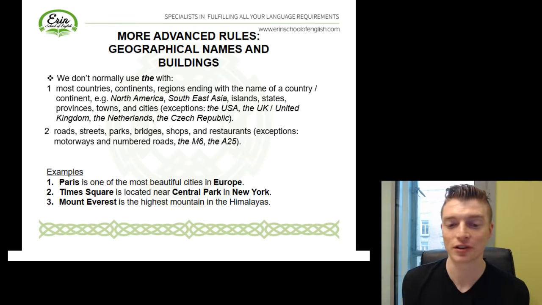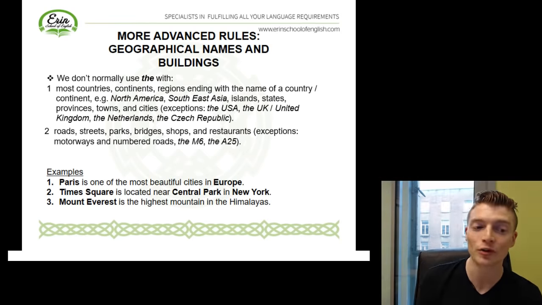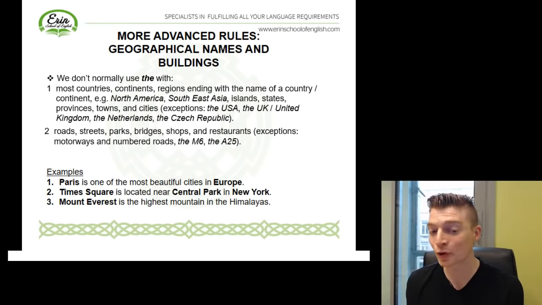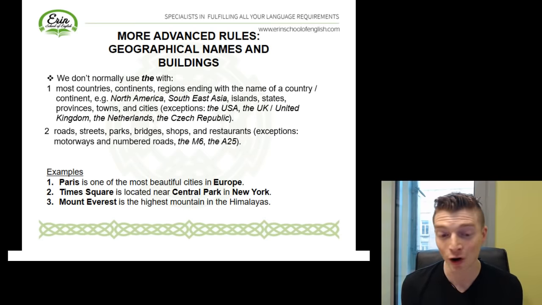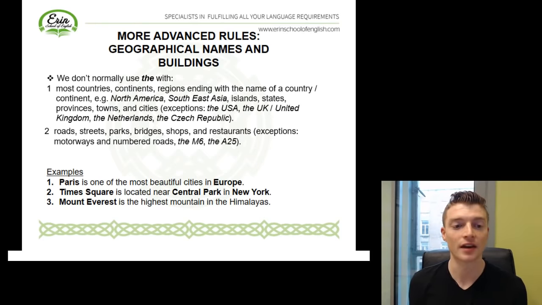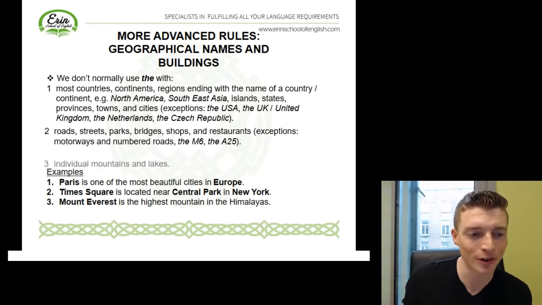There are some exceptions here. So we don't use articles with roads, however, we do with motorways. So in Ireland, our largest motorway is the M50. And we also use articles with numbered roads. Okay, the M6, the R5, the A25. All right, really, really good.